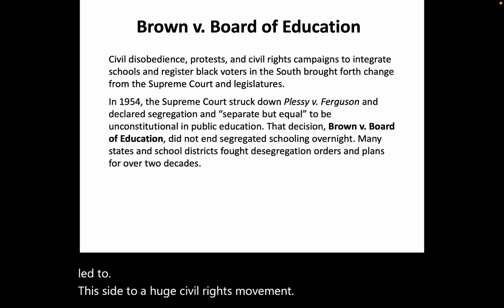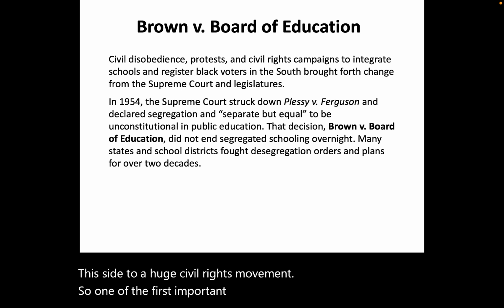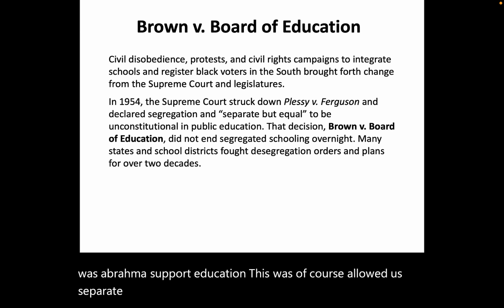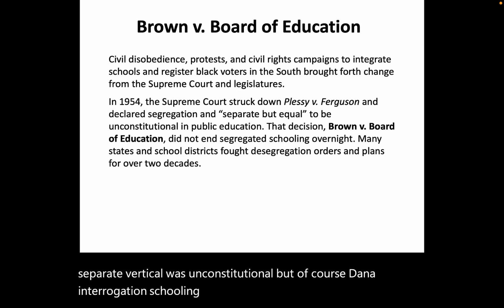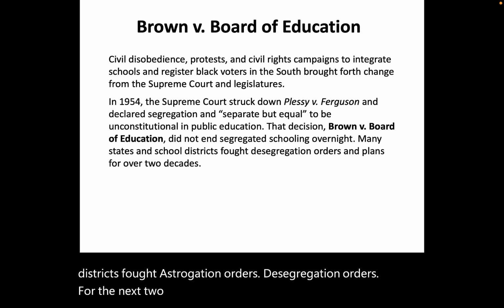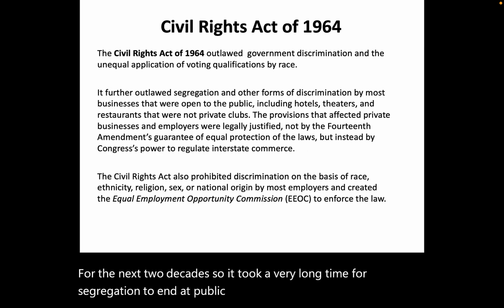One of the first important cases of the civil rights movement was Brown versus Board of Education. It held that separate but equal was unconstitutional, but it did not end school segregation overnight. Many states and school districts fought desegregation orders for the next two decades. So it took a long time for segregation to end at public schools.